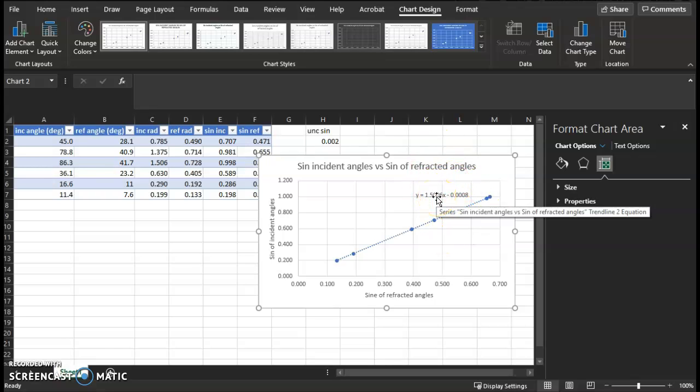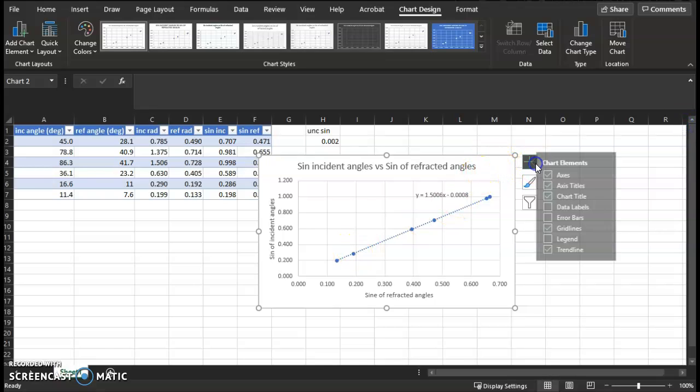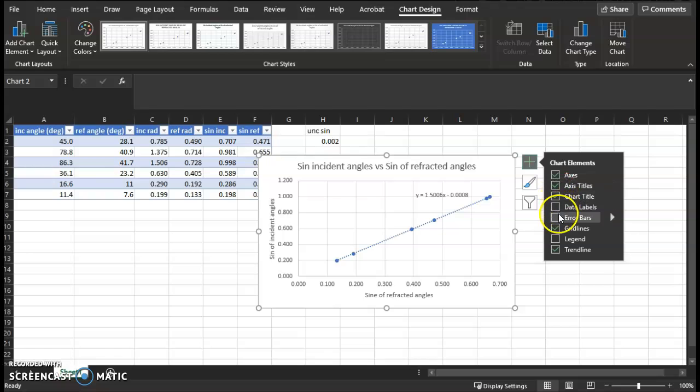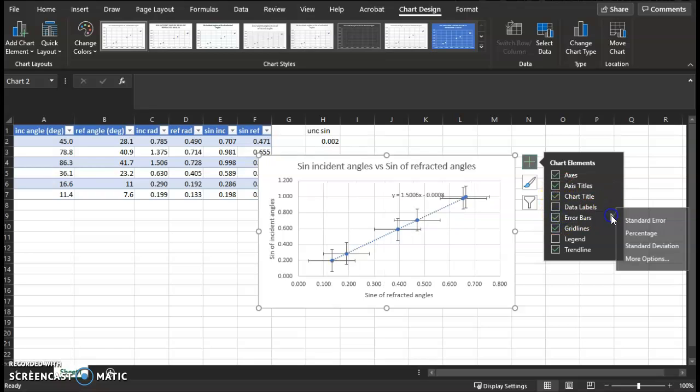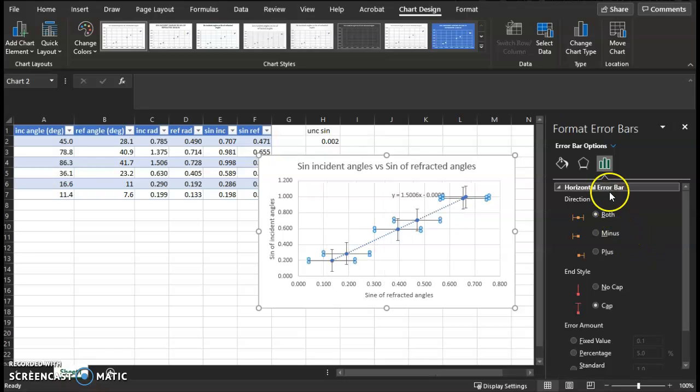Okay, so IB would not just expect me to report the slope as 1.5 or the refractive index as 1.5. These data aren't perfect. Even though I have a very small systematic error, there's still some error involved. So to denote the error in each of the individual data points, we are going to have to add error bars. So click the green arrow, error bars check on, and we are going to format these, more options.